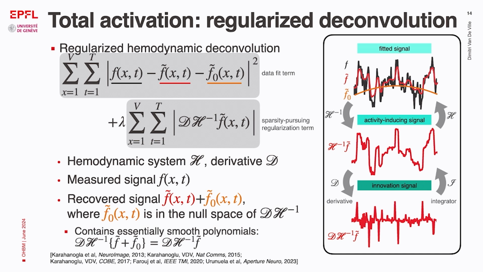Now here we have a derivative and another leaky derivative, if you want, which is the inverse of the hemodynamic system. So the null space contains smooth polynomials. And those you can think about as possibly global signal components or contributions. Okay, now, given all this explanation, let's look at what this approach shows and what it can teach us about the global signal.